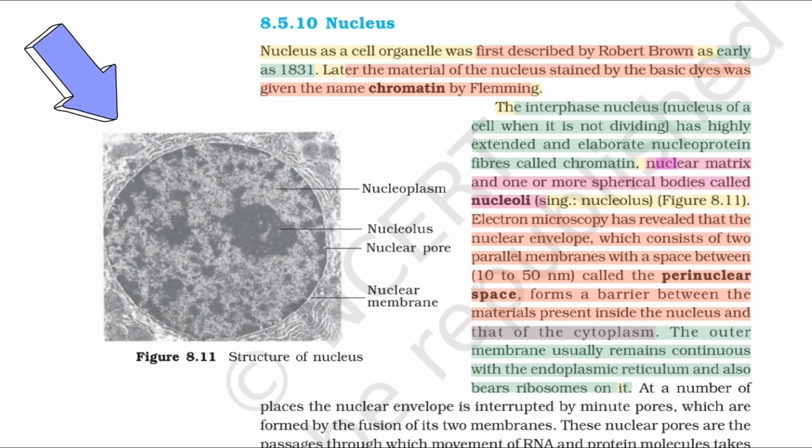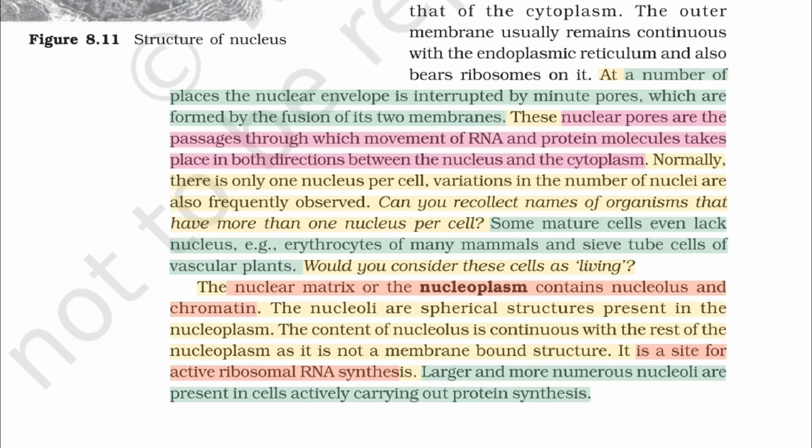Electron microscopy has revealed that the nuclear envelope, which consists of two parallel membranes with a space between 10 to 50 nanometers, called the perinuclear space, forms a barrier between the materials present inside the nucleus and that of the cytoplasm. The outer membrane usually remains continuous with the endoplasmic reticulum and also bears ribosomes on it. At a number of places the nuclear envelope is interrupted by minute pores, which are formed by the fusion of its two membranes. These nuclear pores are the passages through which movement of RNA and protein molecules takes place in both directions between the nucleus and the cytoplasm.